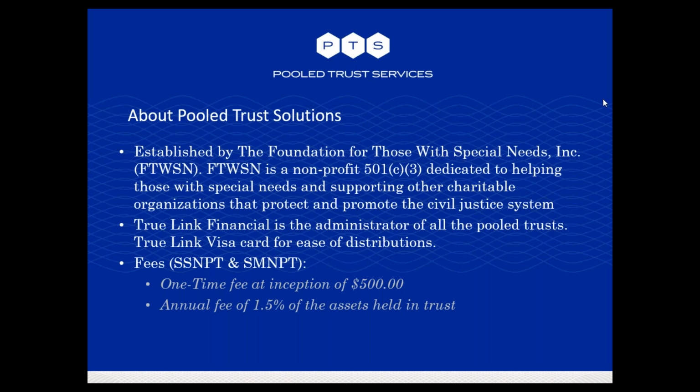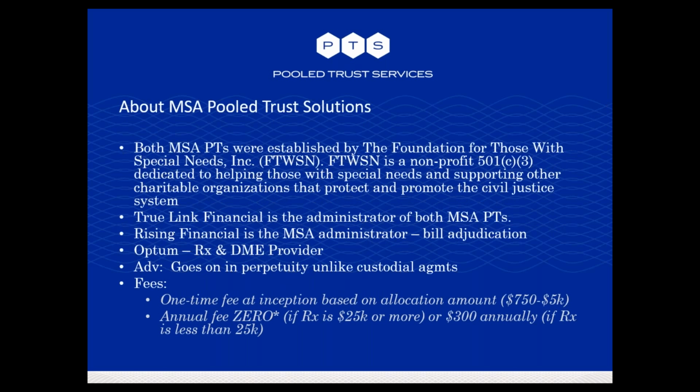The fees for all of our trusts, the National Pooled Trust and the Special Needs Pooled Trust, are the joinder fee, which is a one-time fee at inception of $500, and then an annual fee of 1.5% of the assets held inside the trust. That 1.5% is split between the asset management fee and the trustee fee. The assets inside the trust are professionally managed for 75 basis points, and the trustee fee is 75 basis points.